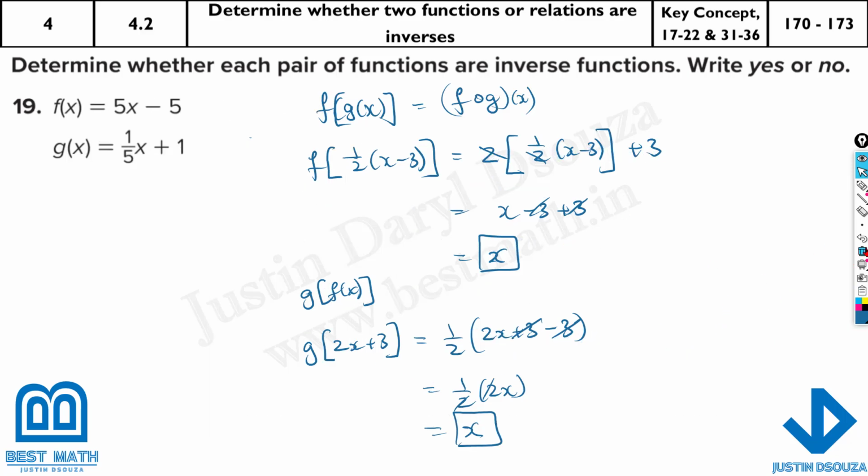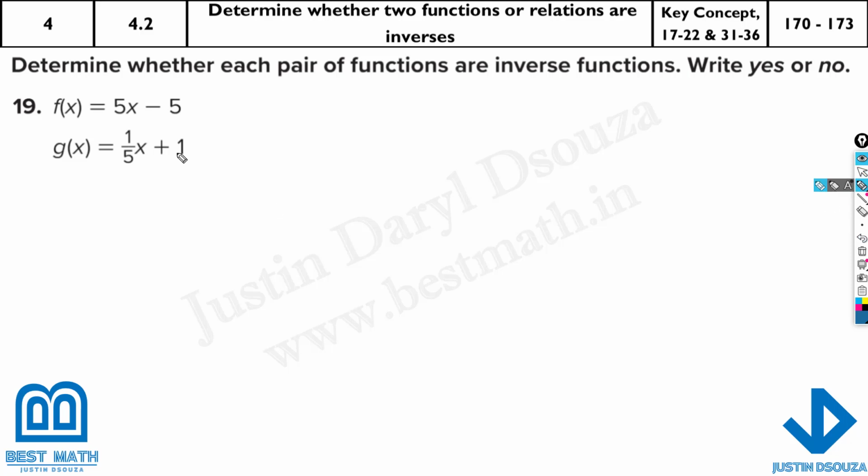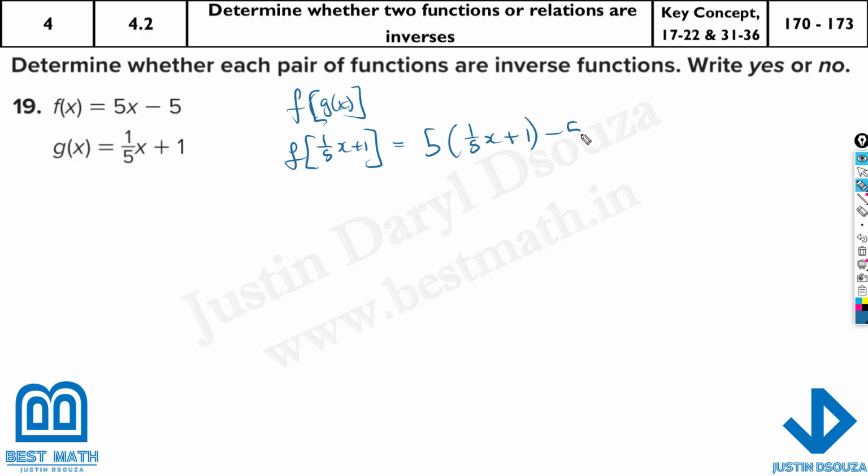But you need to do the steps as well here. What about this problem? Same thing. I'll quickly do it over here. f of g of x. And then we have f of, now it's 1/5 of x plus 1. That is equal to 5 times (1/5 x plus 1) minus 5.